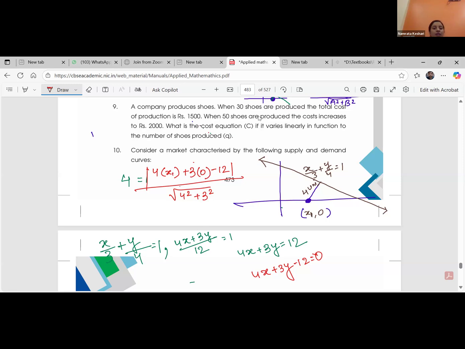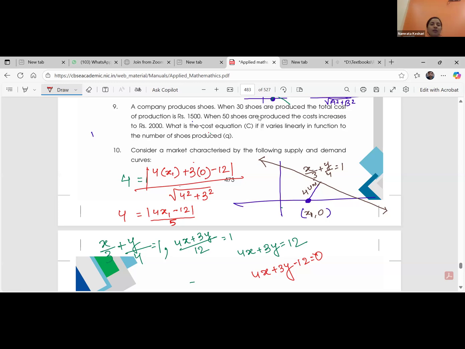Okay, what are we going to get? 4 equals the modulus of 4x1, 3 into 0 is 0, minus 12, divided by the square root of 4 squared, which is 16, plus 9, that is 25. That is 5. Any confusion so far? Now we can take this denominator to the other side and we will be able to get the equation.